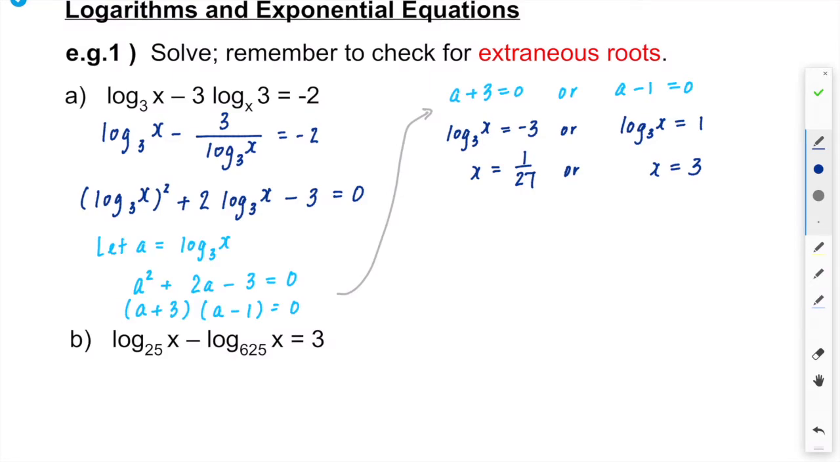After you find these values for x, you should look for extraneous roots by substituting these values back into the original equation. Well, since both x's are positive and greater than 0 and not equal to 1, they will satisfy the original equation. So we can say that there are no extraneous roots. And therefore, indeed, x can be either 1 over 27 or x is equal to 3.